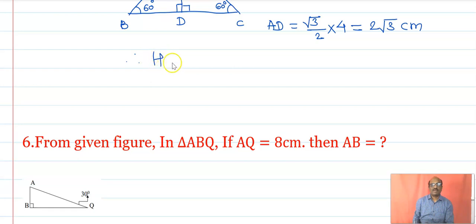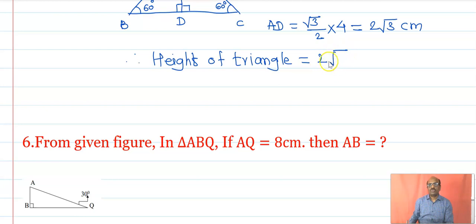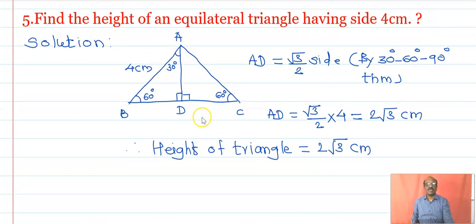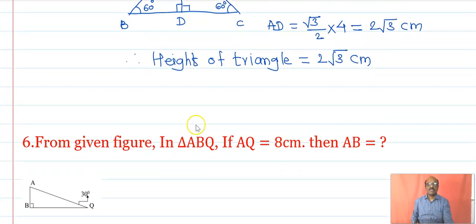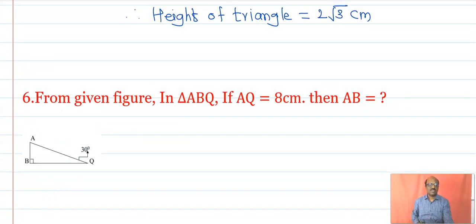Therefore height of triangle is equal to 2 root 3 centimeter. Okay, 2 root 3 centimeter. This is the height. I will take the next question.